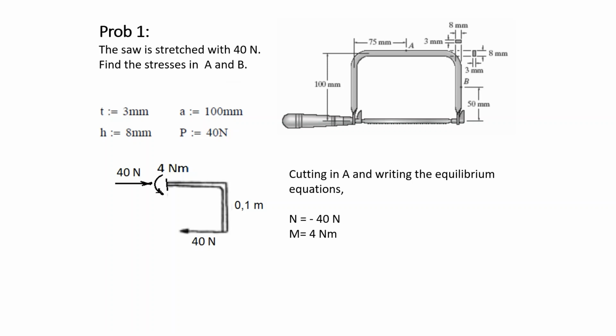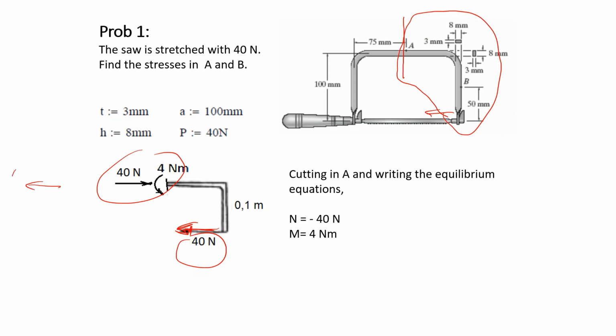First thing we have to do is to cut. Let's start with the section where point A is present, and when you cut, you can take this part. Here you know that the force stretching the saw is 40 newtons, and actually these two are not known. So you have a normal force and the bending moment.